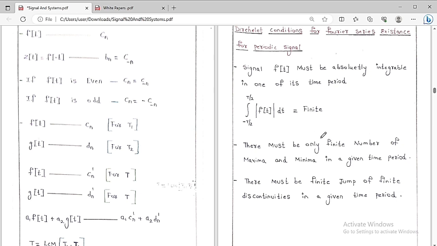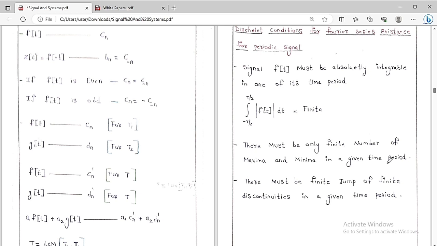Then there must be only a finite number of maxima or minima in a given time period. So in a given time period, the periodic signal f of t should have a finite number of minima and a finite number of maxima.